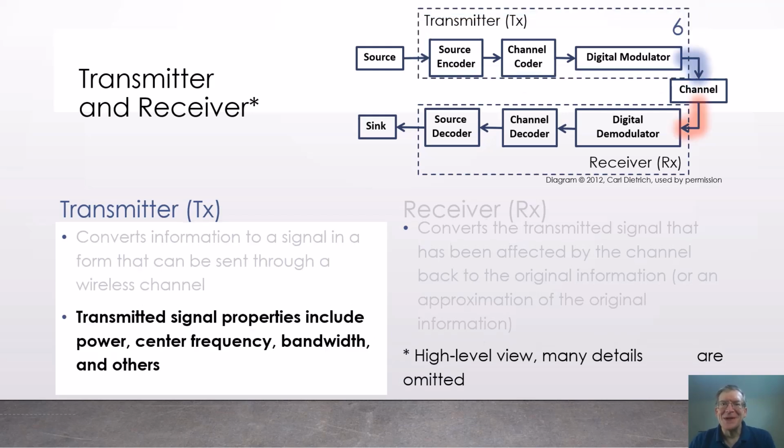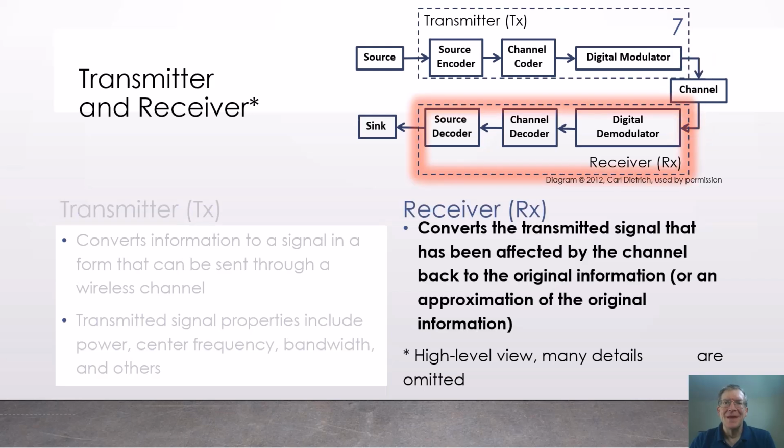The transmitted signal has properties that include power, center frequency, and bandwidth. Also, there are different ways of controlling the signal to represent the original information and to help the receiver recover the original information, even after the signal is altered by the channel. The receiver converts the transmitted signal that has undergone channel effects back to the original information, or an approximation of the original information.